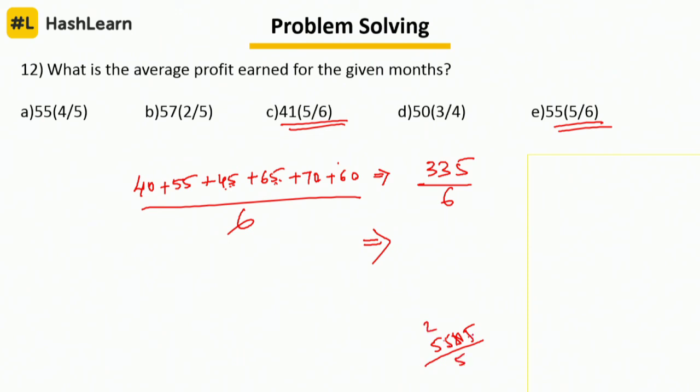So that will give you 335, is it? Just check. 5 5s are 25, carry 2, 5 3s are 15, 16, 17, 175, 41 into 5, 5 4s are 20, 205. Okay, I think the option is not matching. Your answer should be 335 divided by 6. 335 divided by 6, that should be your actual answer. Please make a note of that.